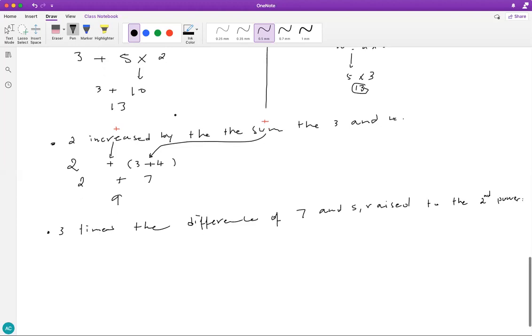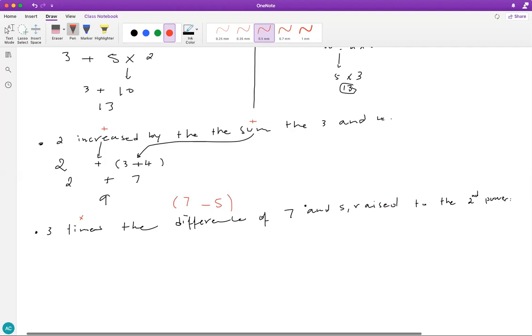So basically, you're going to translate word by word. So 3 times, again, that's a multiplication. 3 times means 3 multiply, or 3 times something. Times what? Times the difference. What is difference again? Subtraction. So difference has to be like this. Minus 5. The difference between what and what? 7 minus 5. That's right, 7 and 5. Raised to the second power. So this whole thing is raised to the second power.